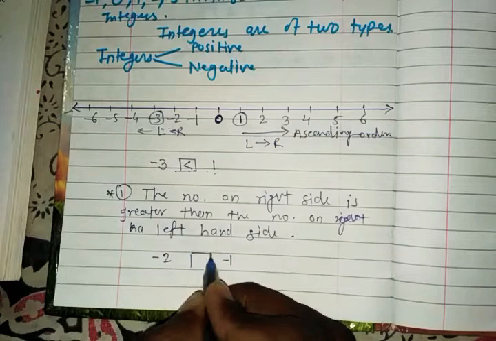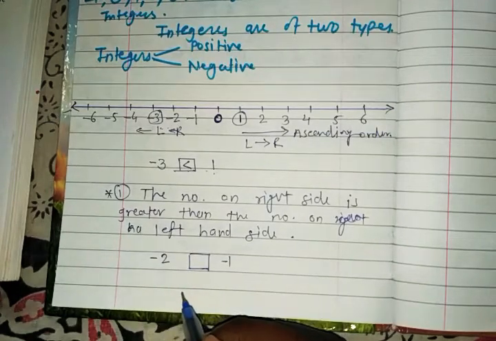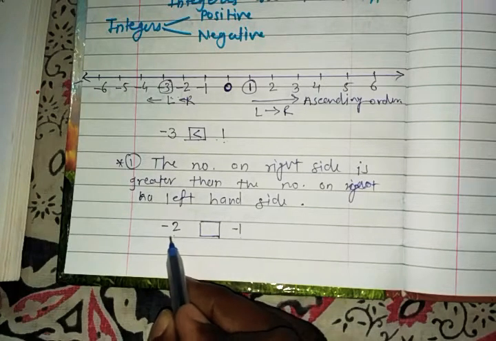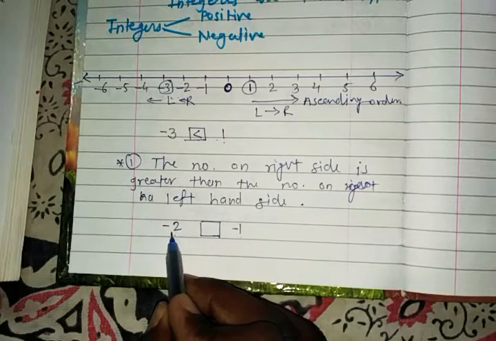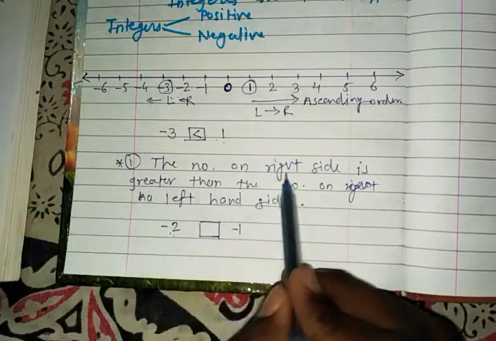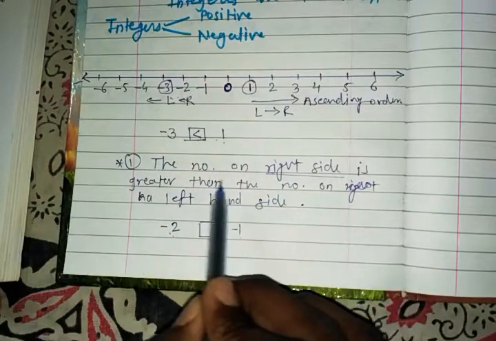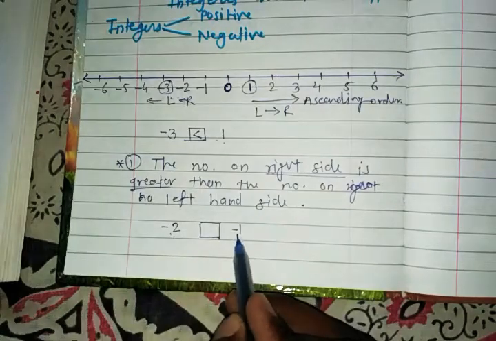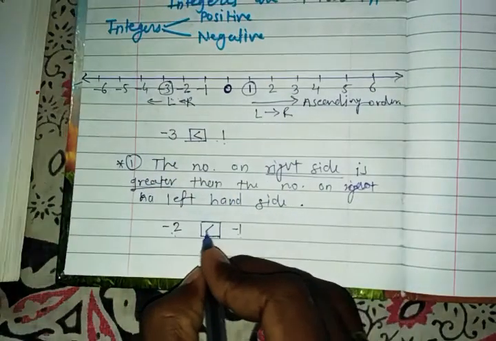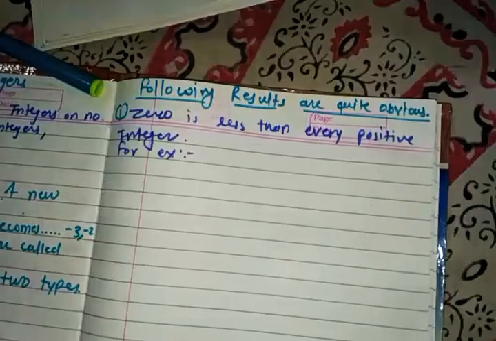So here, suppose we take -2 and -1. Now you can clearly understand which one is greater. Out of -2 and -1, you may think that -2 is greater, but actually it is not. So we will apply this convention: the right hand side number is greater. Which one is on the right hand side on the number line? So -1. Here -1 is greater.